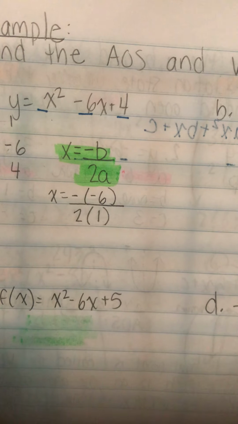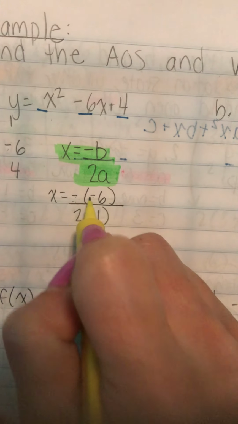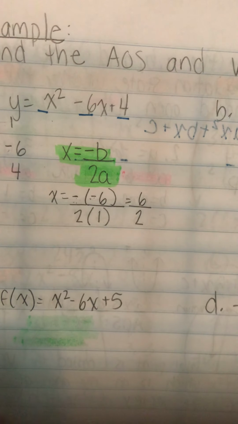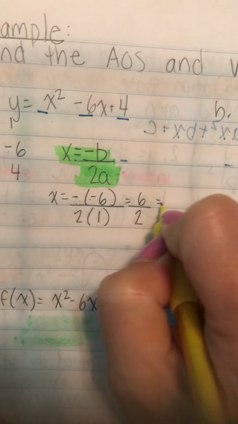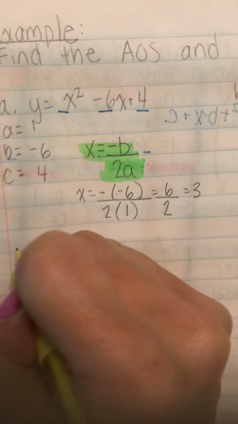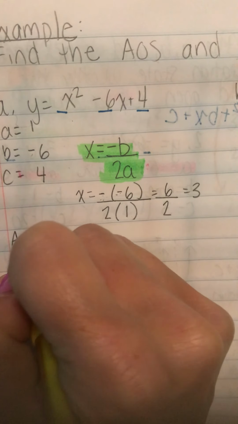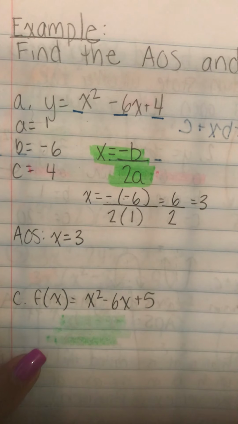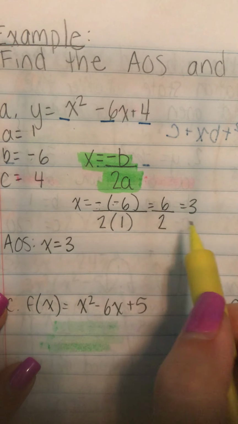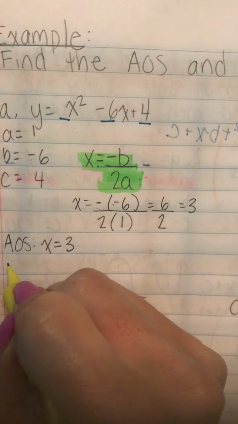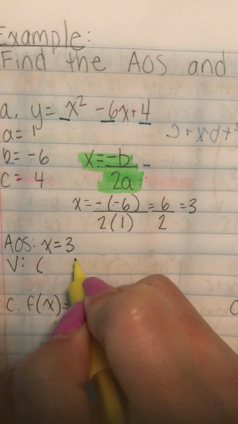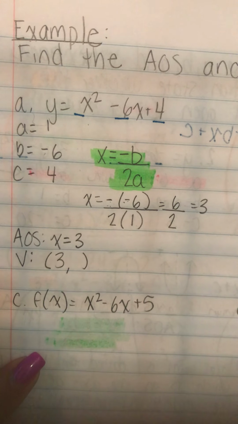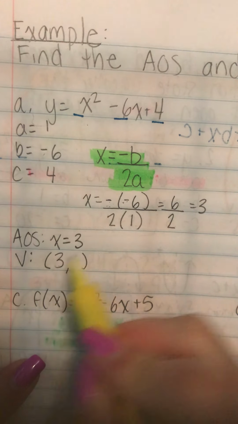Now it's simple. 2 negatives when you multiply make a what? Positive. So I have 6 over 2, which equals 3. So my AOS is x equals 3. That's part 1 of my answer. But I need to find the vertex, which is h comma k. I only found the h part. So what am I going to do with this 3?